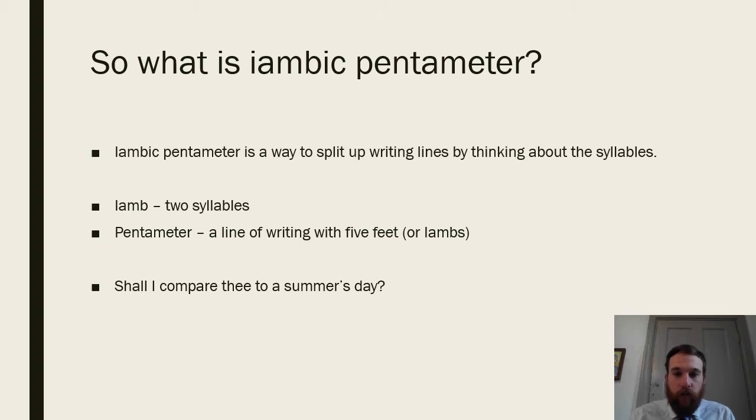Pentameter is a line of writing with 5 feet. The prefix penta means 5, like the Pentagon has 5 sides. I don't know if you guys knew that. But a line of writing with 5 feet, or iambs. So penta 5, iambs 2. So 5 times 2 is 10. So a line in Shakespeare's writing that is in iambic pentameter will have 10 syllables.